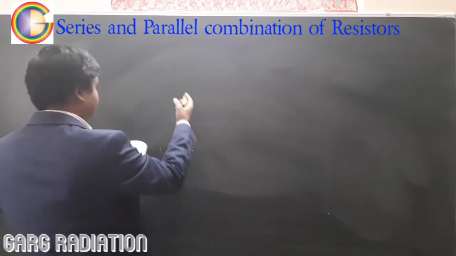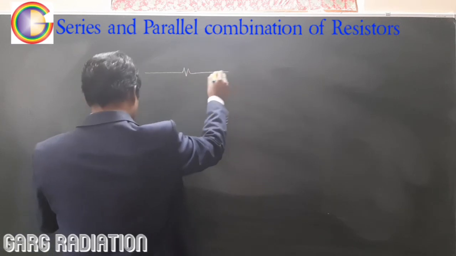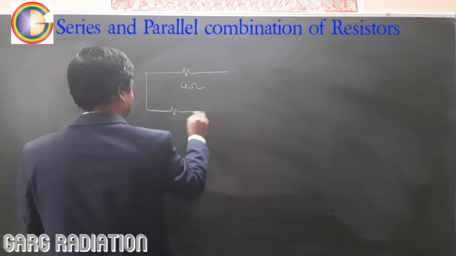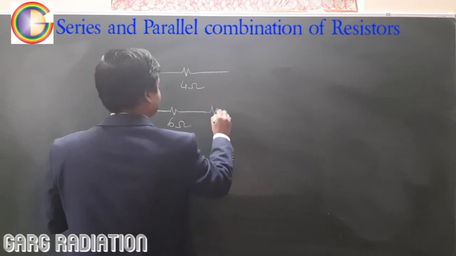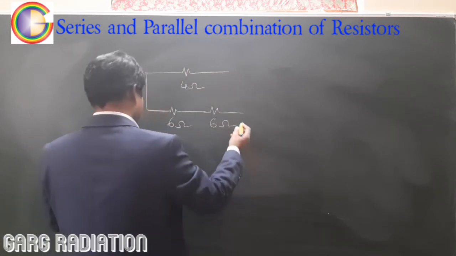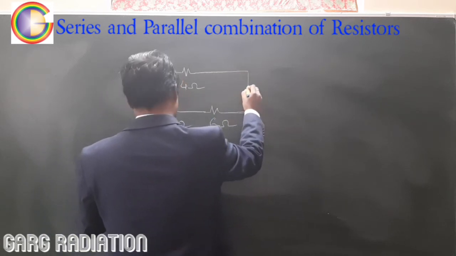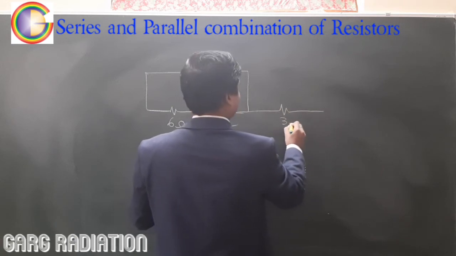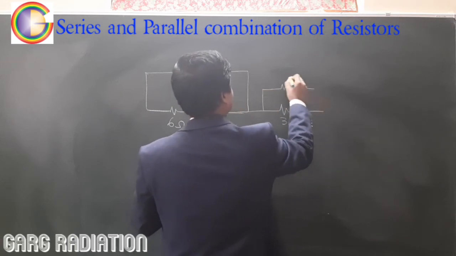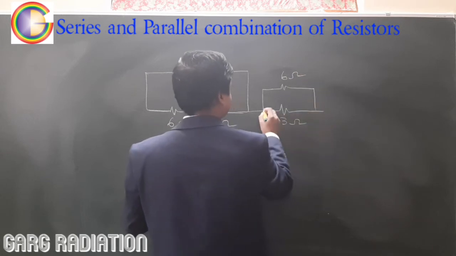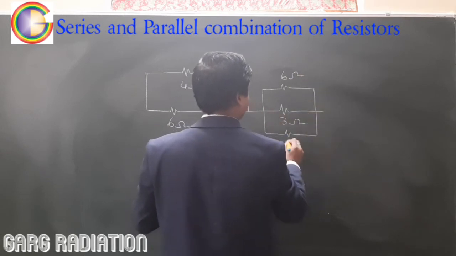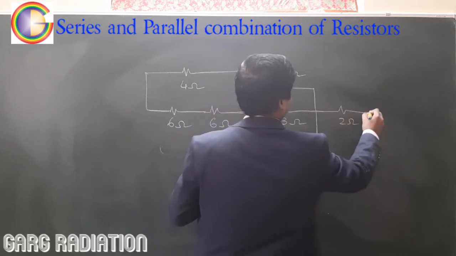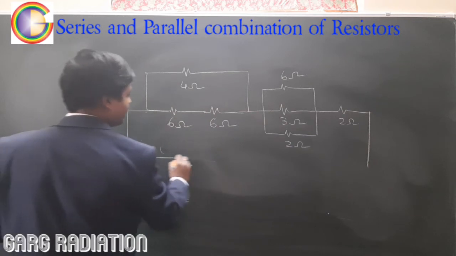So here we have this second question. Suppose this is a 4 ohm resistance, then we have a 6 ohm resistance, then we have again a 6 ohm resistance. These two are in series, and then this line goes like this. We have 3 ohm, 6 ohm and also 2 ohm here, and one more 2 ohm here. So what do we have to do in this question?